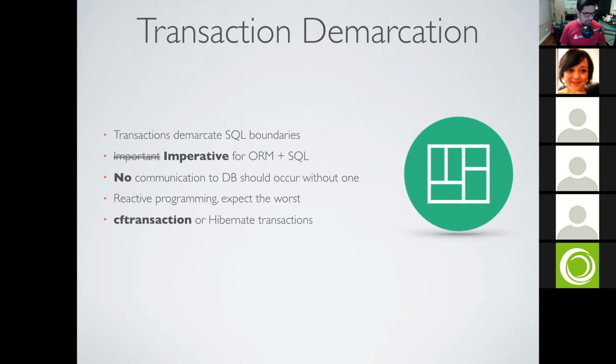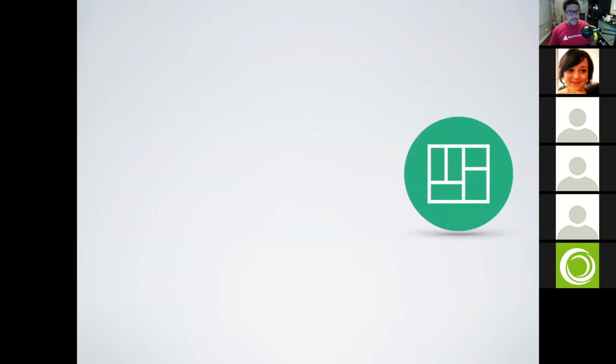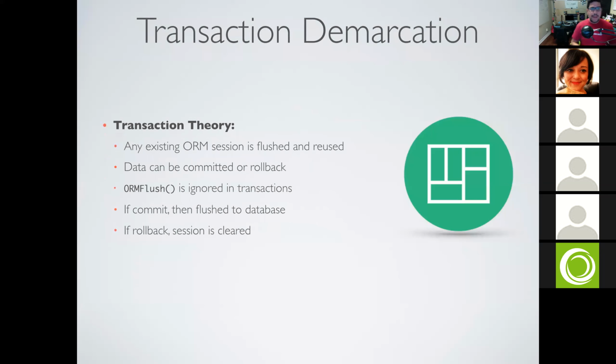You can have nested transactions in ColdFusion. You can have named transactions in ColdFusion. It really is important to use a transaction demarcation. And in this transaction theory, any existing ORM session is flushed and then reused. So when that transaction is closed, then all that data gets committed into the database, but you can also roll back. Okay, if you actually execute an ORM flush within a transaction, it is actually ignored because Hibernate says, hey, I'm in a transaction, I can't flush right now. So important to use these transactions whenever you're working with really anything that goes into a persistence layer.